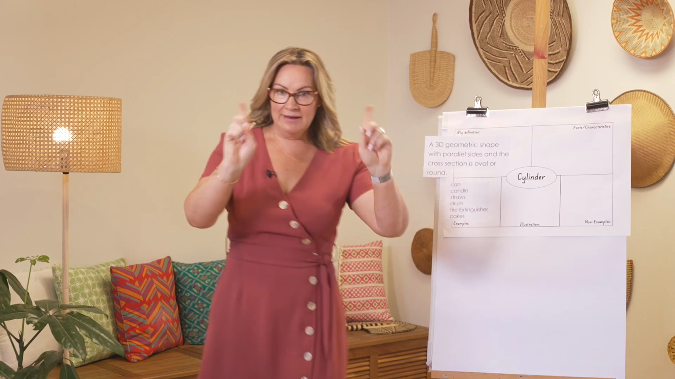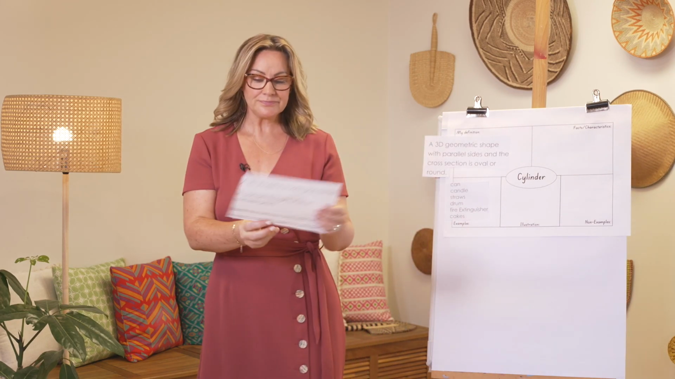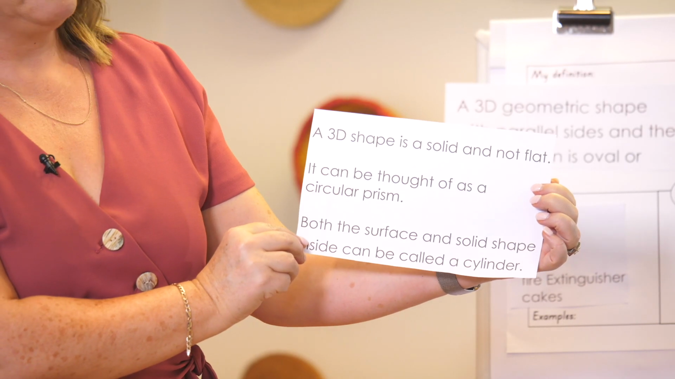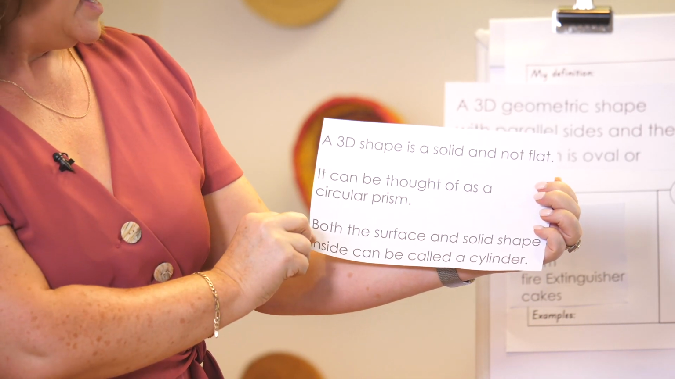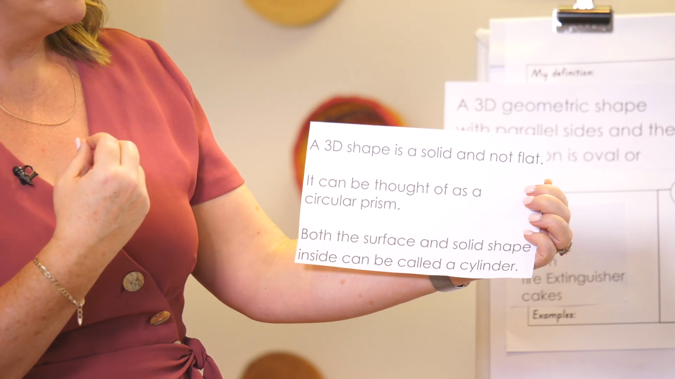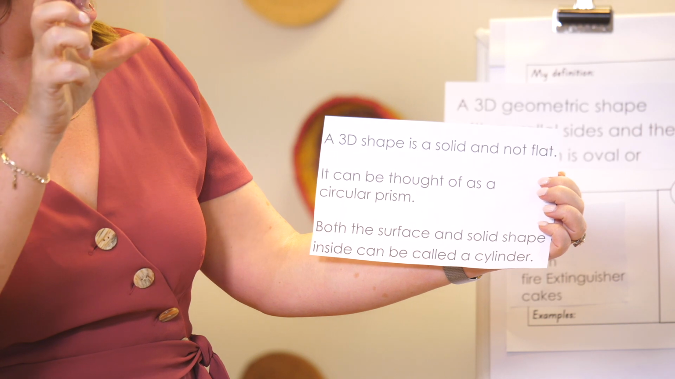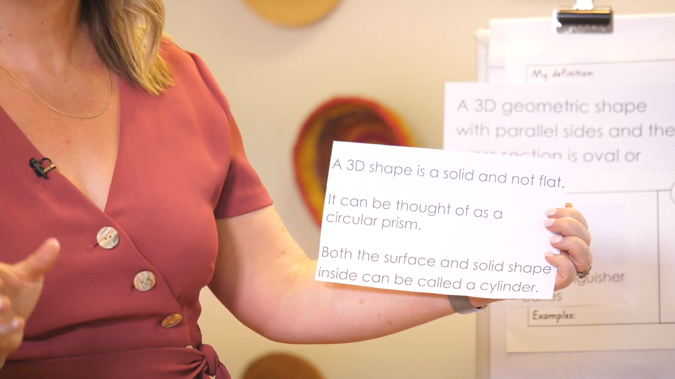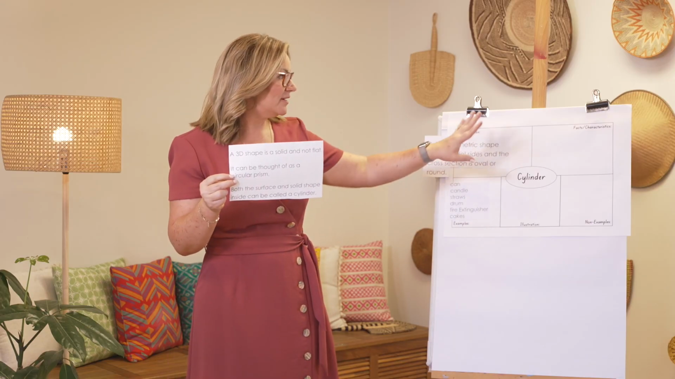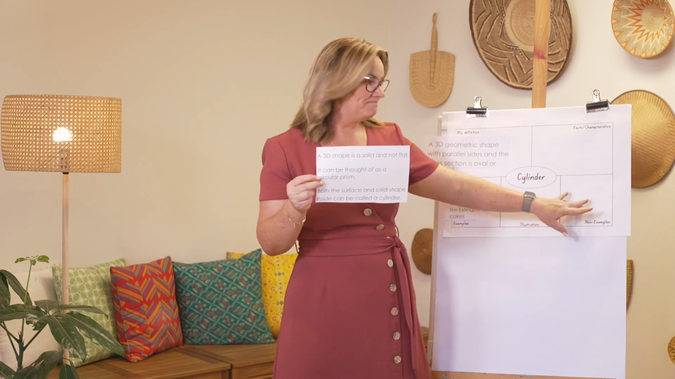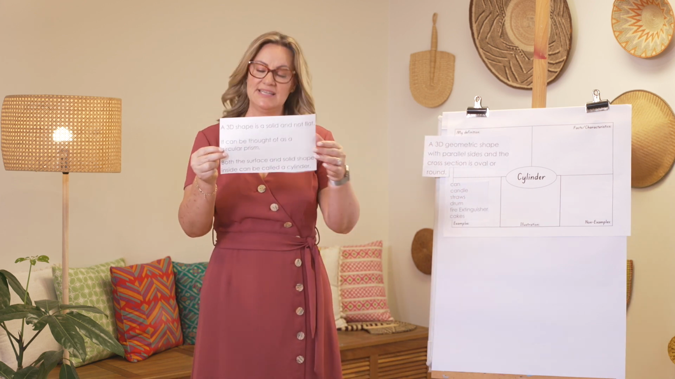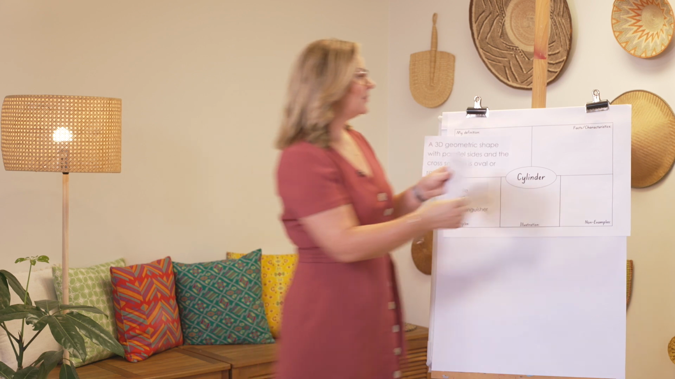Excellent. Next one. I'll read these out to you. A 3D shape, it's a solid and it's not flat. Characteristic. It can be thought of as a circular prism. Okay. Both the surface and the solid shape inside can be called a cylinder. Okay. It's not a definition, that's already there. Where does it fit? It's not an illustration. It's giving me facts. It's giving me characteristics about a cylinder. So we pop it over here.